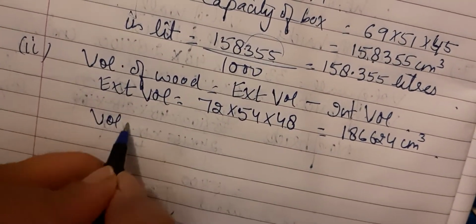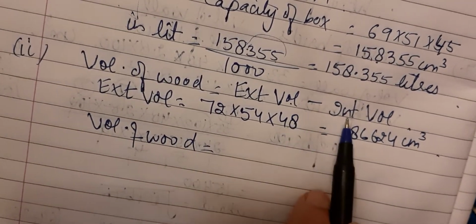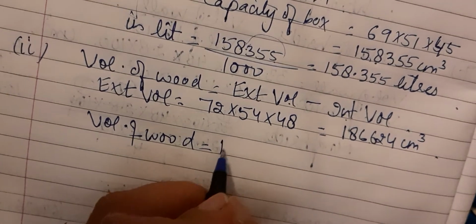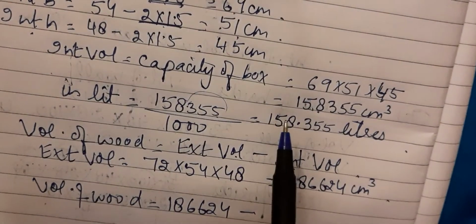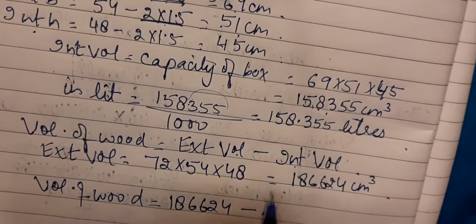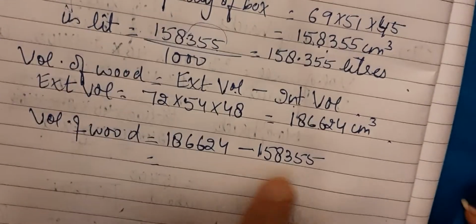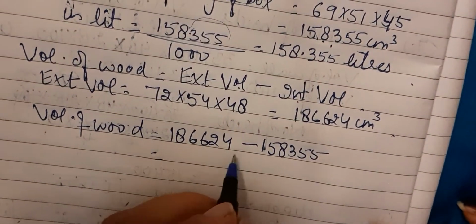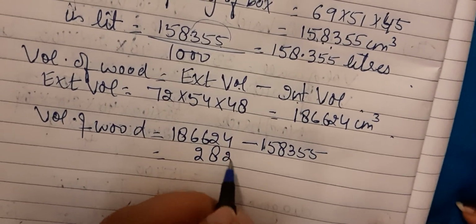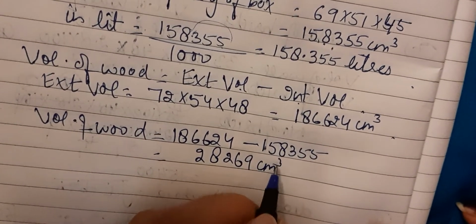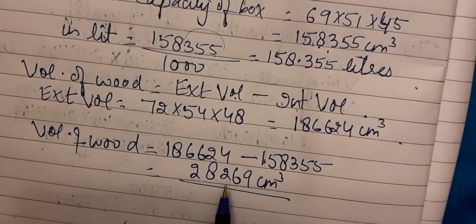Now volume of wood is equal to external volume minus internal volume. Substitute the value of external volume minus substitute the value of the internal volume and subtract them. When you subtract, you will see that you will get 28,269 centimeter cube. You can do the subtraction and see it.